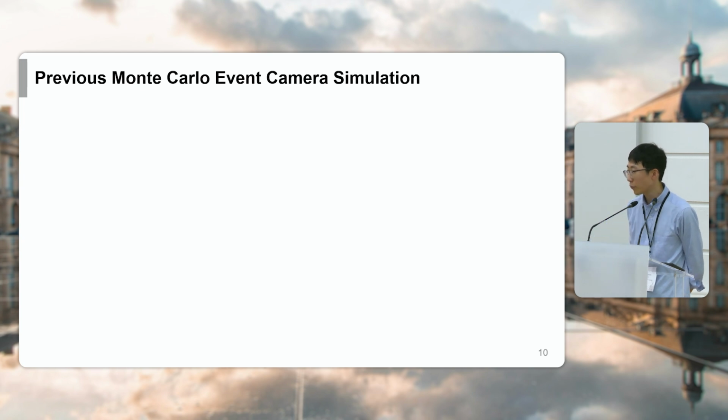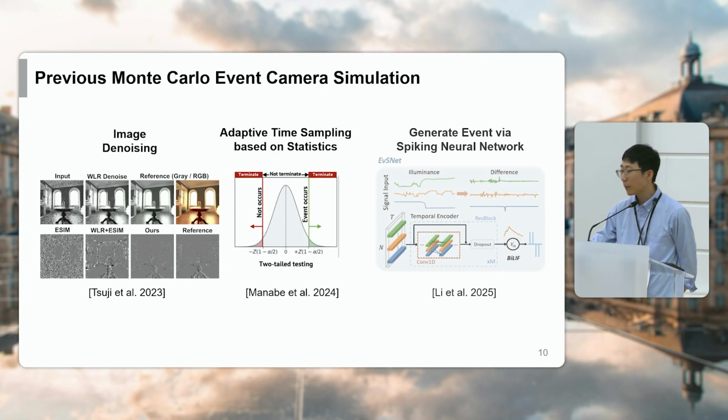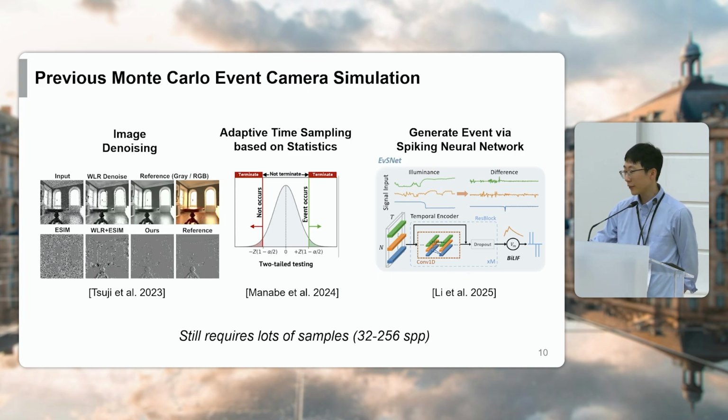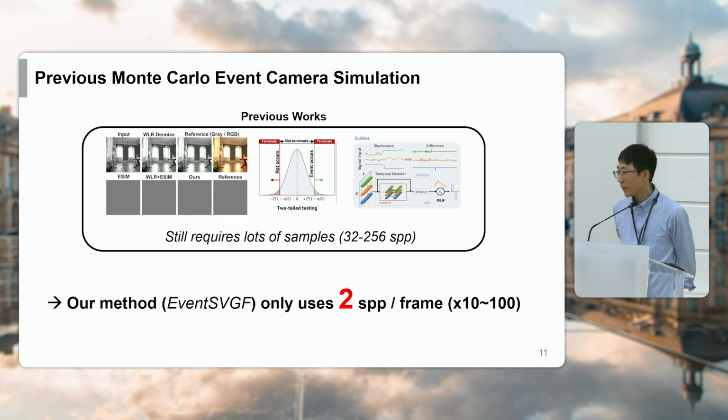Recently, several methods have been proposed for low SPP input event simulation, including adaptive denoising, adaptive sampling, and spiking neural networks. However, they still require tens of samples per pixel, making efficient event simulation challenging. In contrast, our method, namely Event SVGF, based on a real-time rendering technique, operates with only 2 SPP, allowing us to suppress false events while preserving true temporal changes, even with a very low sample budget.